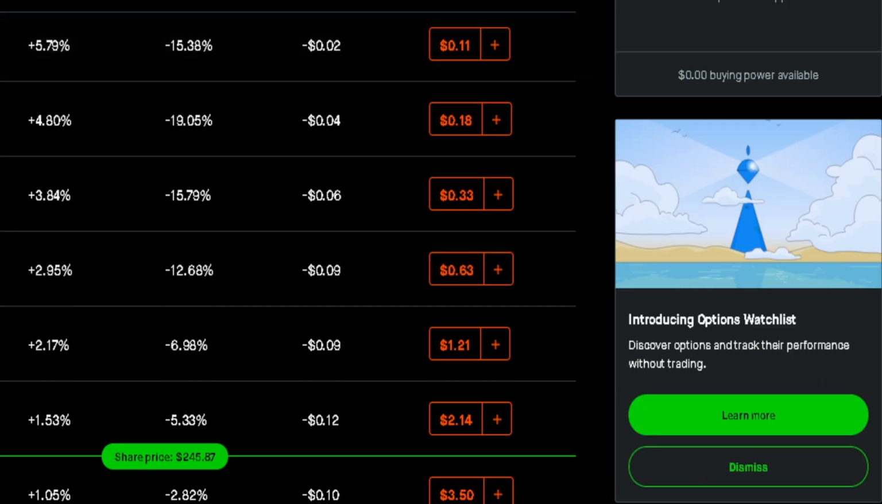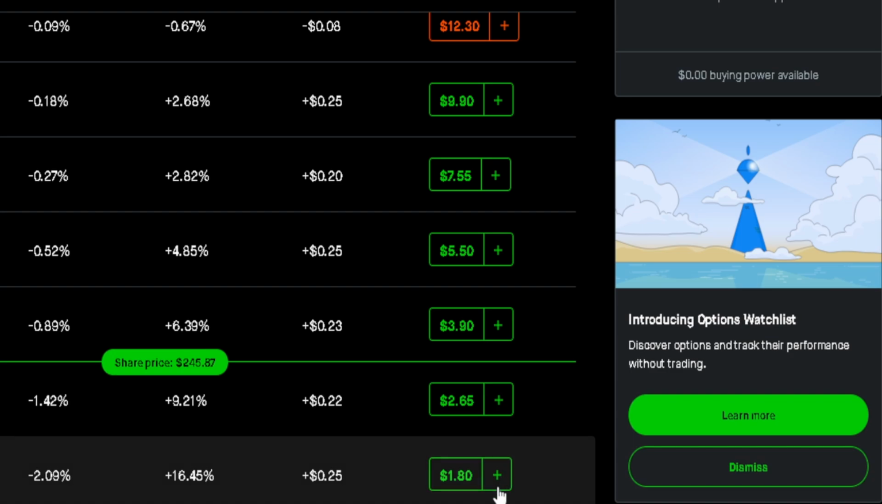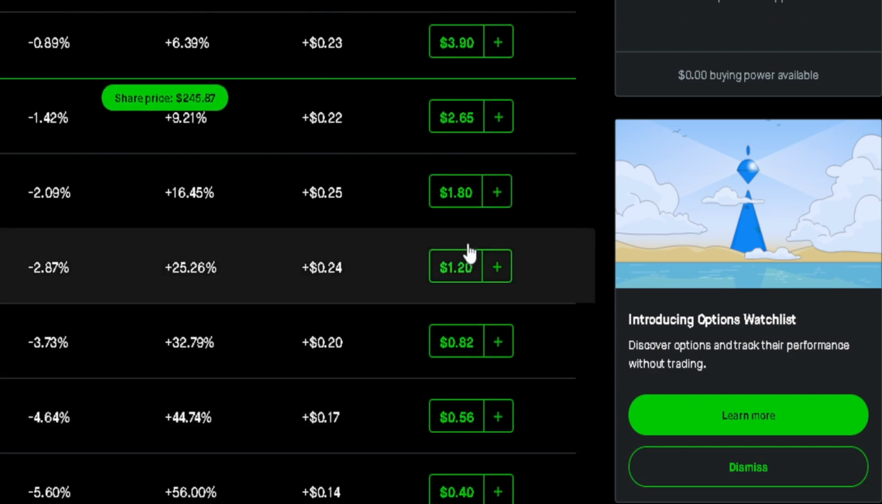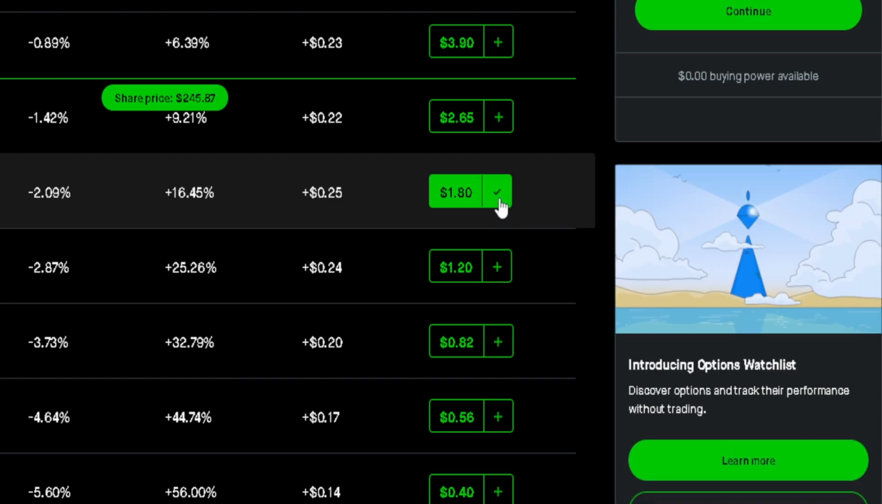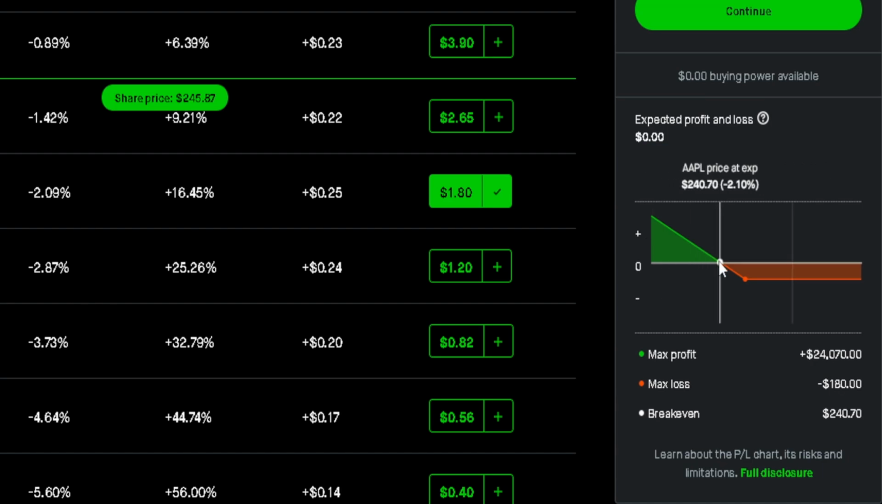Now, if you are thinking that the stock is going to go down in price, you can do the opposite. You can buy a put. Let's take a look at this one here at $242.50. So you would pay $180. And in this case, the break even, or the strike price minus the premium, means that it would need to go down to at least $240.70, and then you would start making profit.